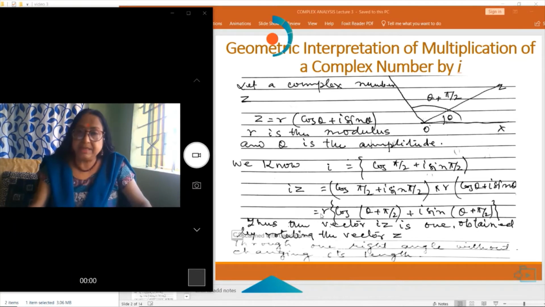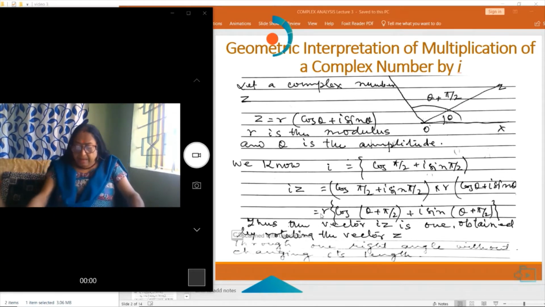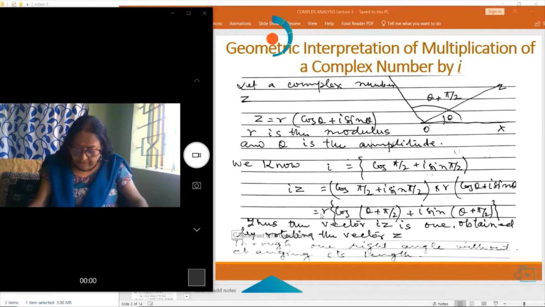Now we know z is equal to r(cos theta plus i sin theta), and theta is the amplitude. Now we know i can be written as cos 90 plus i sin 90. So if I multiply i into z, then (cos 90 plus i sin 90) into r(cos theta plus i sin theta). When multiplied, this gives r(cos(theta plus 90) plus i sin(theta plus 90)).